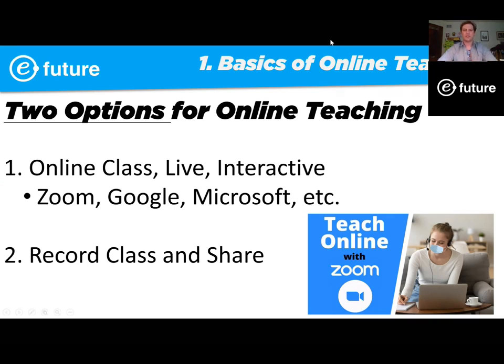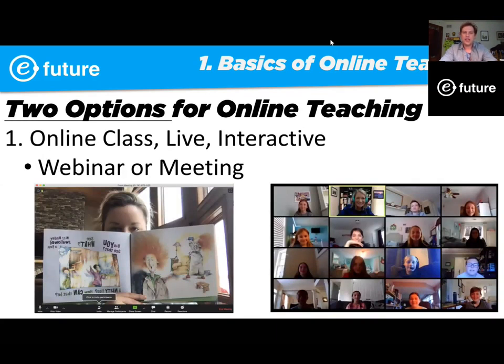So again, two options: an online interactive class, or record it on your own time, upload it, and then share it with your students and they can do it anytime they want. If you decide to do an online class, especially using Zoom, you have, again, two more options. You can do a webinar or you can do a meeting. A webinar is like what we're doing right now, where there's one host talking to the students. You see my screen, I can do polls, I can do questions and answers.